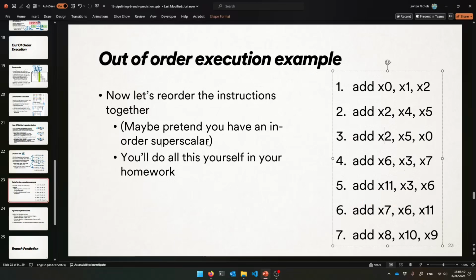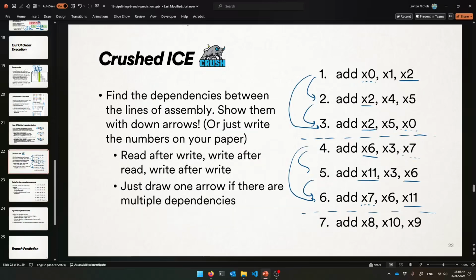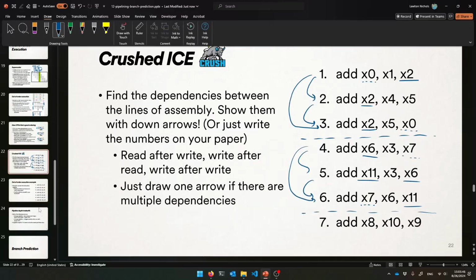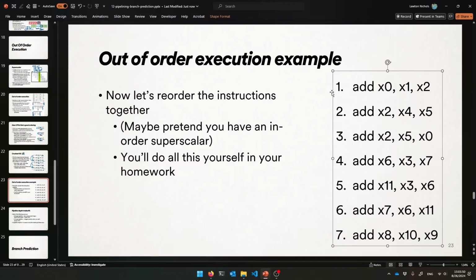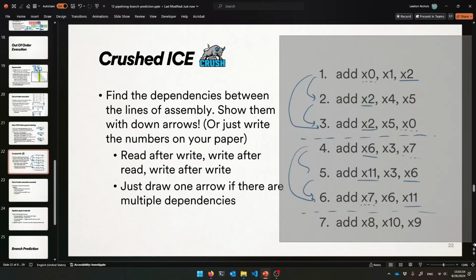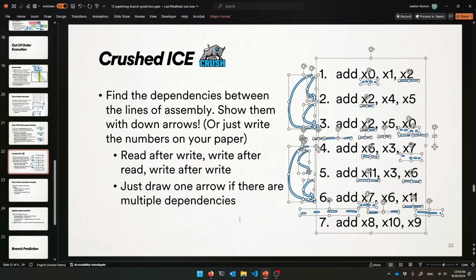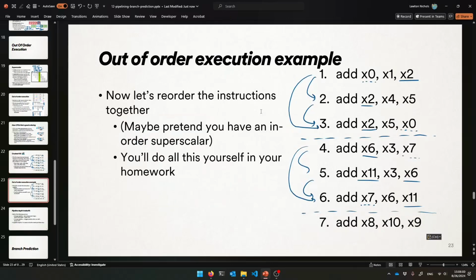Let's see. Can I copy? This is a big question right now. Can I copy and paste all this? Let's see what I can do here. I think if I do it this way, it'll work. Bam. All right, so there's my instructions.